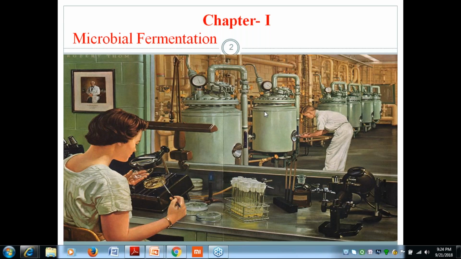Now the first question arises when we hear applied biology and microbial fermentation: what is applied biology? Applied biology is defined as the combination of theoretical and practical knowledge of biology for society use. In this unit, we are going to discuss the first chapter, microbial fermentation. What is microbial fermentation, how it is carried out, and what are its uses, we are going to see in the further presentation.